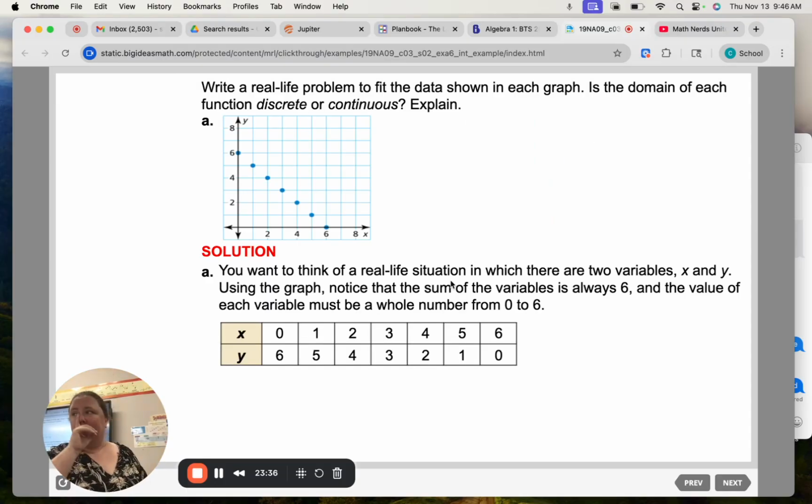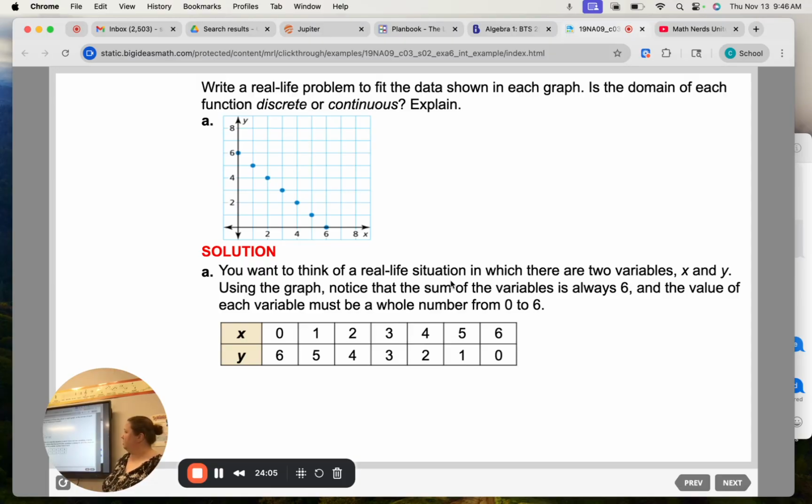Wait, do we have to put this in our notes? No. I just want you to verbally talk to me. So for A, what's a real life situation where I started at 6 and as one thing happened, I lose one thing? Yeah, money. Money's a great one. Money could also possibly go on continuous, but we'll still work with whole dollars here.